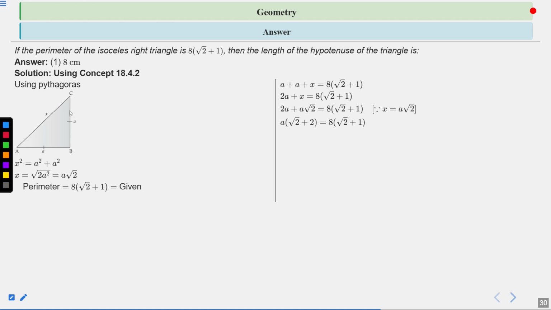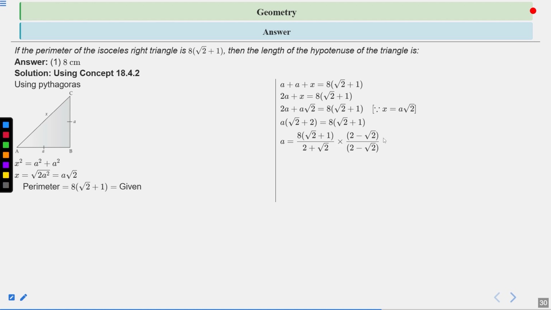So we can compare it. Now when we compare, we get a into, in the bracket, root 2 plus 2, which equals 8 into root 2 plus 1. Now we can take root 2 common, and when we simplify it by dividing, we get the value of a, which becomes 8 into root 2 plus 1 whole upon 2 plus root 2.